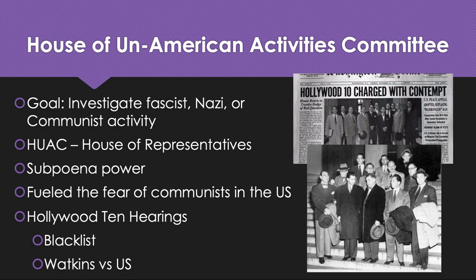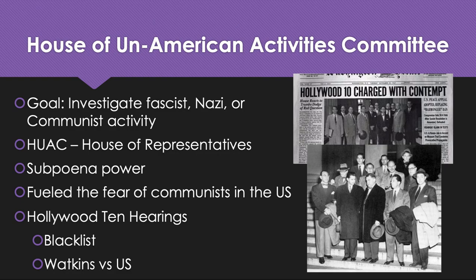Now, HUAC is going to use subpoena power to try to find these communists. Anybody suspected of being communist is going to be brought before the committee. They're going to receive a subpoena which demands that they appear before the committee. And they're going to be grilled about their political beliefs and activities, and then asked to provide names of other people who had taken part in communist activities in the United States.